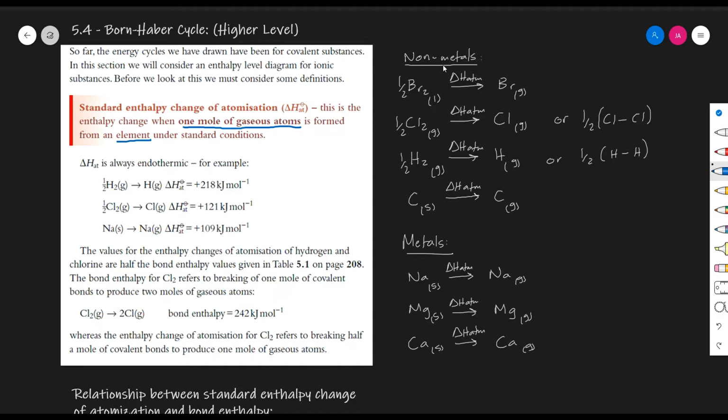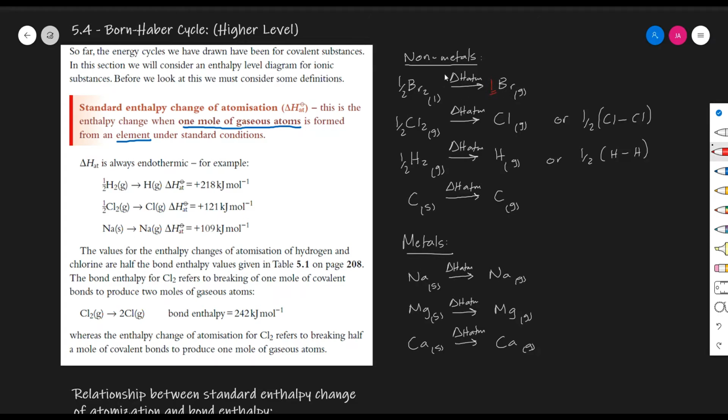Thus, for non-metals, some exist as gases in their standard state, some exist as liquids, and some exist as solids. Two examples have already been covered here. I'll start with the example of bromine. Br2 exists as a liquid, and thus the enthalpy change of atomization, which is the enthalpy change required to form 1 mole of gaseous atoms from an element in its standard state, should be multiplied by half once again, because we only require 1 mole of gaseous atoms.